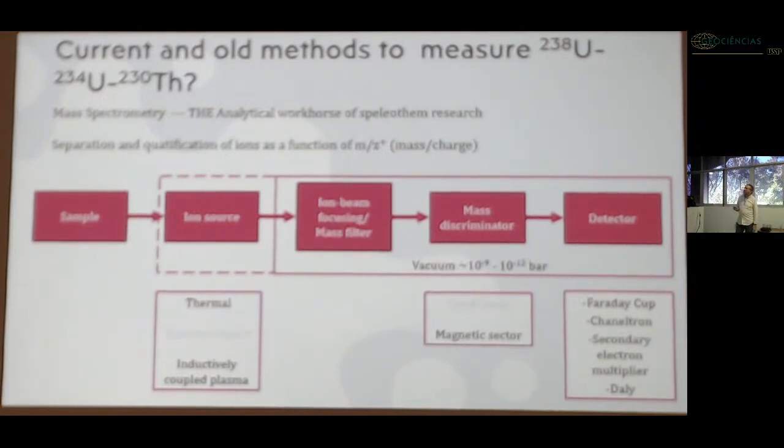The ones I'm going to be talking about mostly use either thermal ionization or inductively coupled plasma as ion sources. Today, most uranium-thorium dates are obtained with ICP-MS, and I'm going to tell you why in a minute. Even though you can measure 238, 234, and 230 with a quadrupole, magnetic sectors are more sensitive and have lots of other advantages, and with all these detectors.